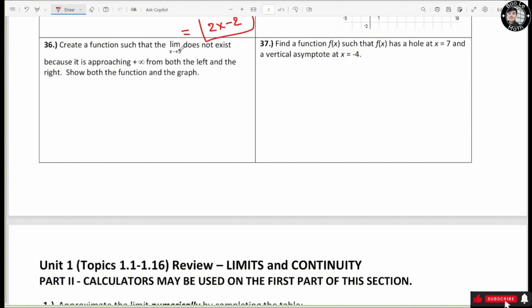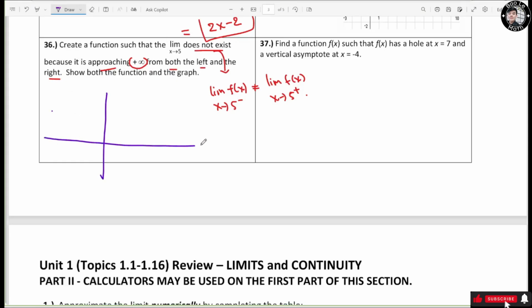Create a function such that the limit of the function f of s when s approaches 5 does not exist. So what does it tell us? It tells us the limit of the function f of s when s approaches 5 minus is not the same thing as the limit of the function f of s when s approaches 5 plus, because it is approaching positive infinity from both the left and the right. So we just get the example of the function right here.